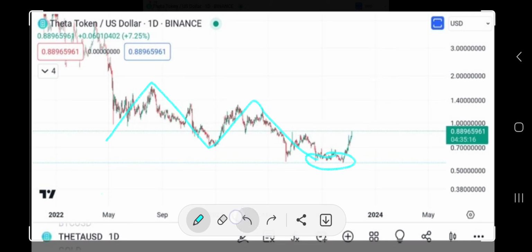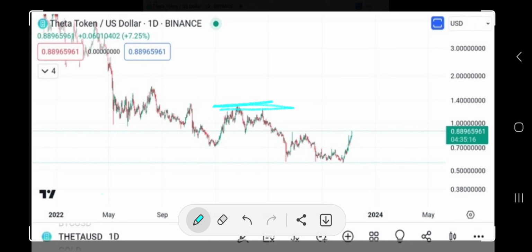Now, the pullback doesn't have to do what Chainlink did, right? So Chainlink obviously came here and pulled back. What we could do with Theta is Theta can actually come up here, up to the resistance, break it, and then sort of chop around a little bit before heading higher. So we could get some type of bull flag in this situation, right? But regardless of what happens, I am looking for the price to break above this resistance area, which I believe was around the $1.25, $1.30 area, right?